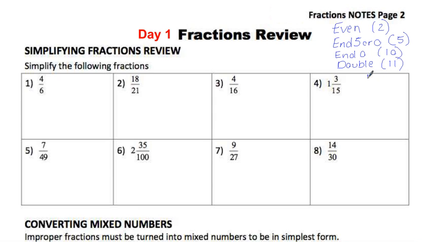Then we need to try evil 3, because 3's can sometimes be hard to see. The rule for 3 is if you add the digits together. So 5 plus 1 is 6, so 15 is going to divide by 3. And then the last thing you need to try is the numerator.